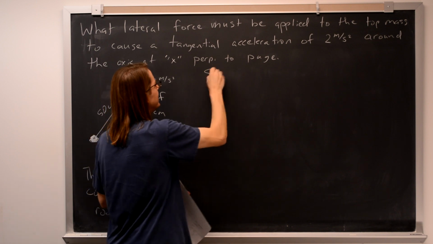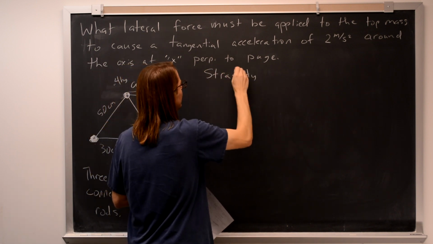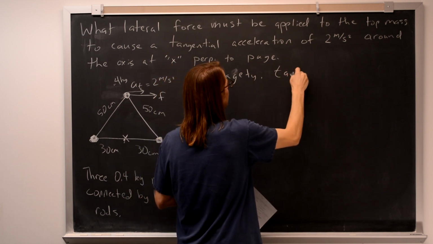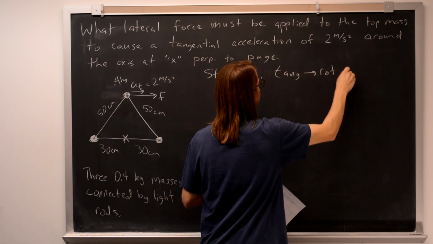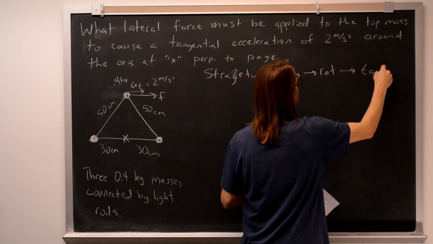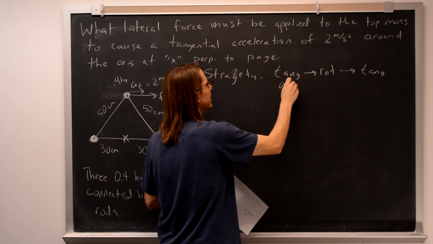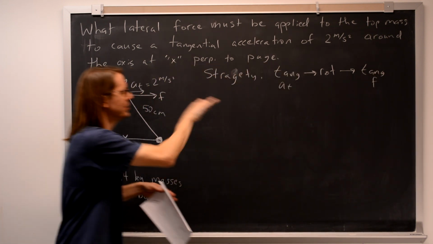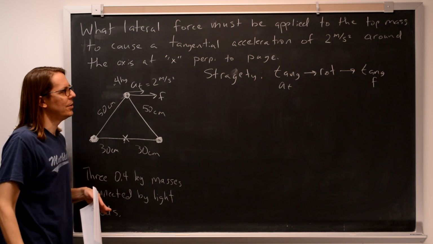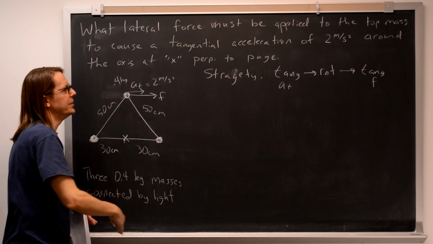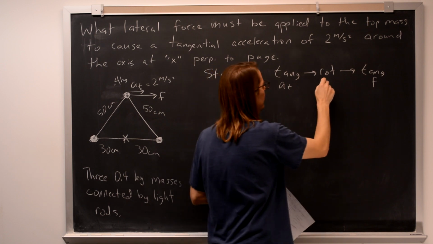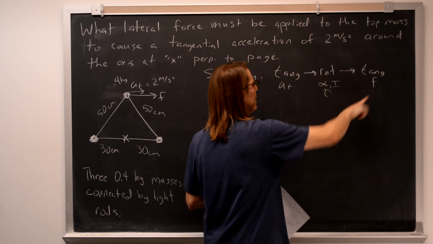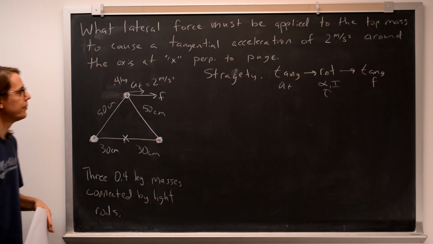So our strategy on this one is to go from tangential to rotational, and then back to tangential. Because in tangential we were given AT, and we were asked to find F. Those are both sort of tangential, translational properties on the edge of a rotation. We've got to convert that to alpha, and then we're going to need I, and we're going to calculate tau, and then go back to force. That's all we're going to do.